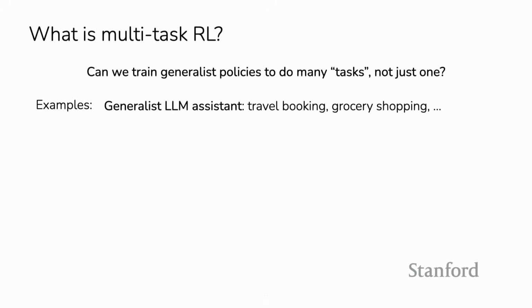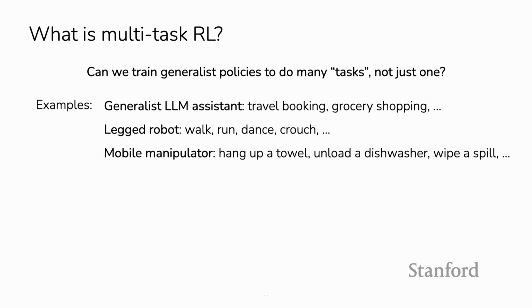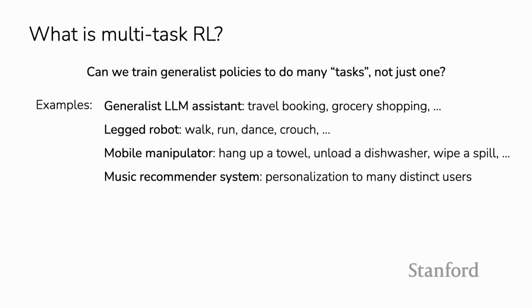As examples of this, we might want a generalist language model assistant that can book travel for us, that can do online grocery shopping. We might want a legged robot that can walk, that can run, that can dance, that can crouch. Maybe a mobile robot that can hang up a towel, unload a dishwasher, wipe a spill. We might want a music recommender system that can personalize recommendations for one person and also be able to personalize recommendations to a different person. Or we might want something that can play lots of different games, like being able to play Pokemon and Pinball and Flappy Bird and so forth.